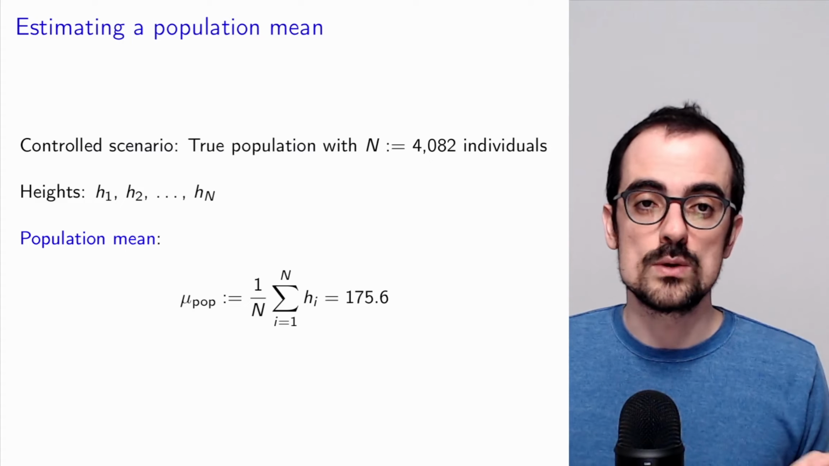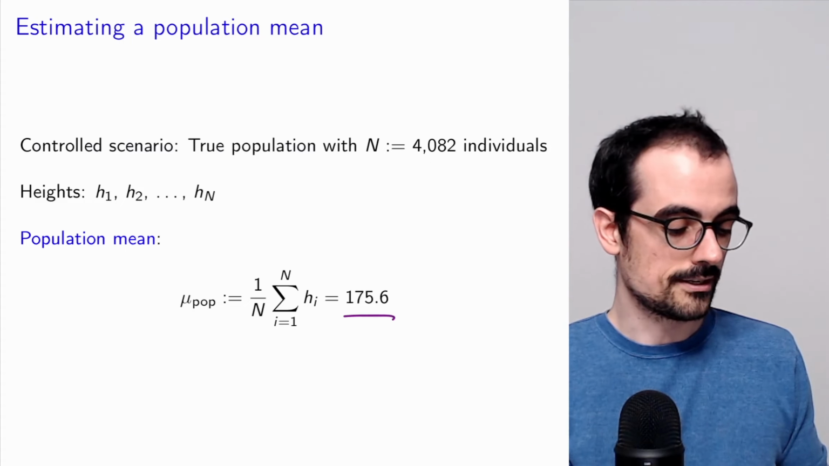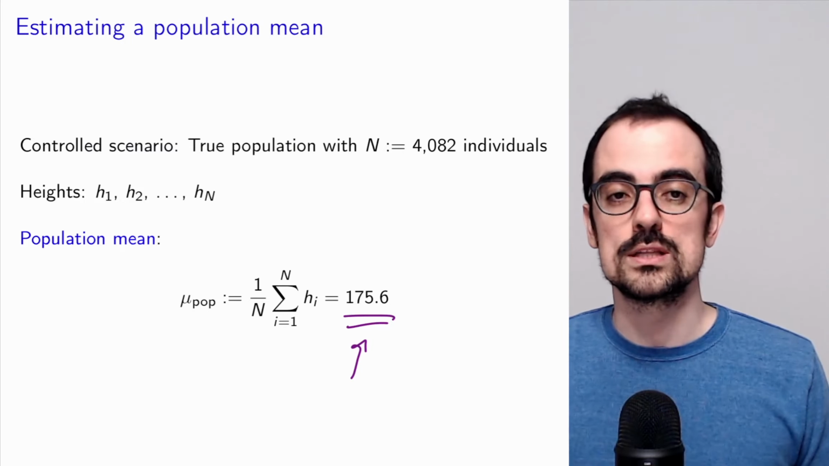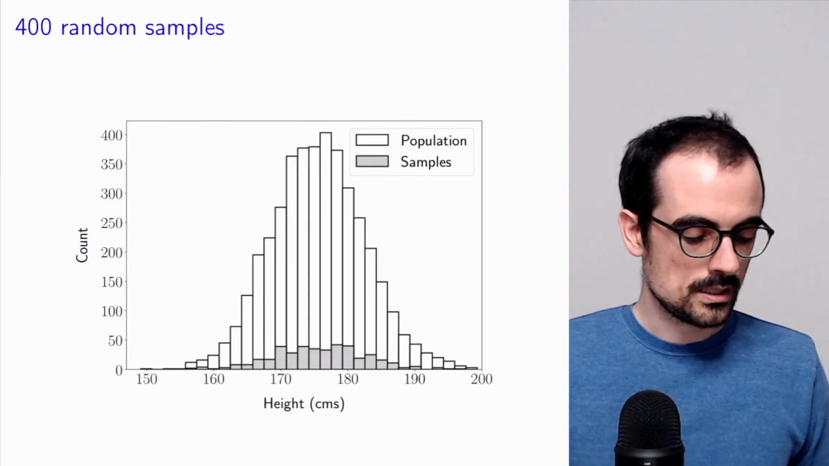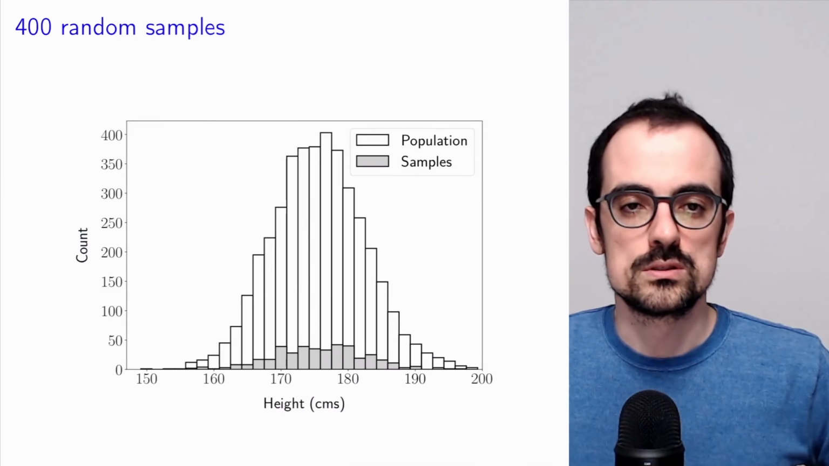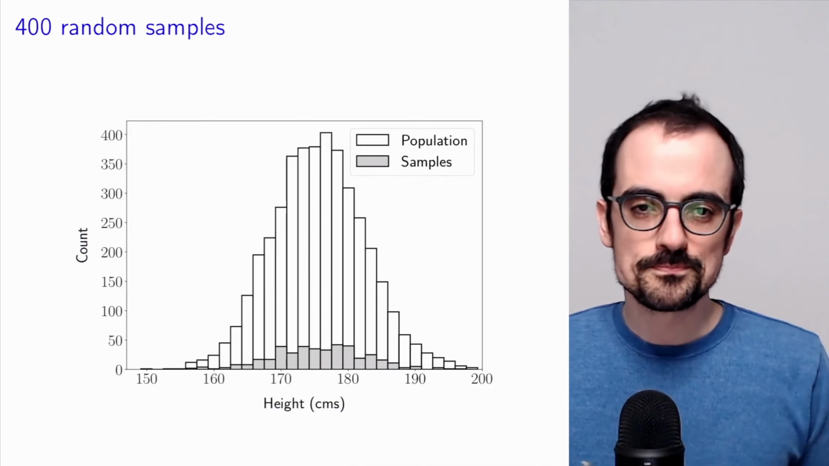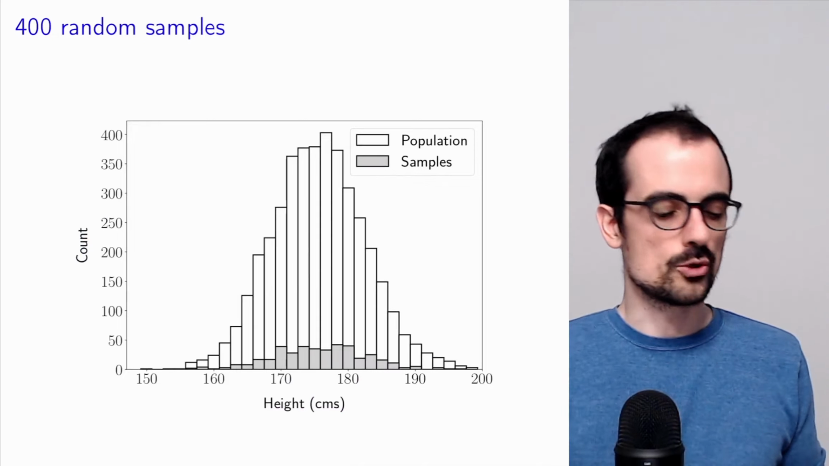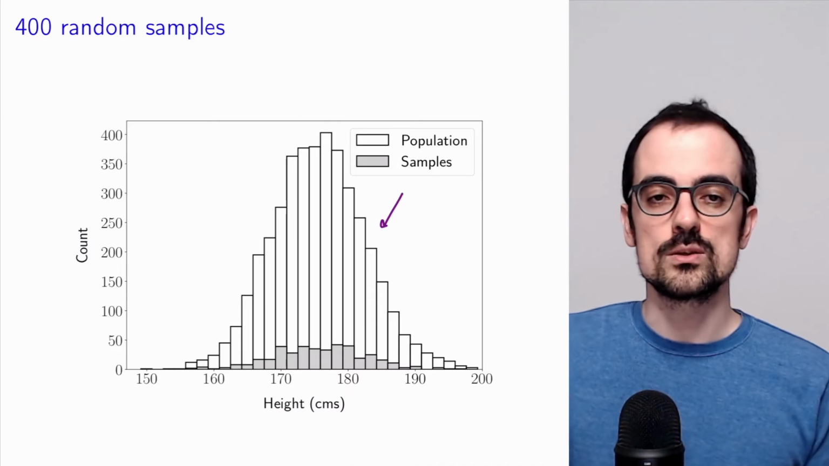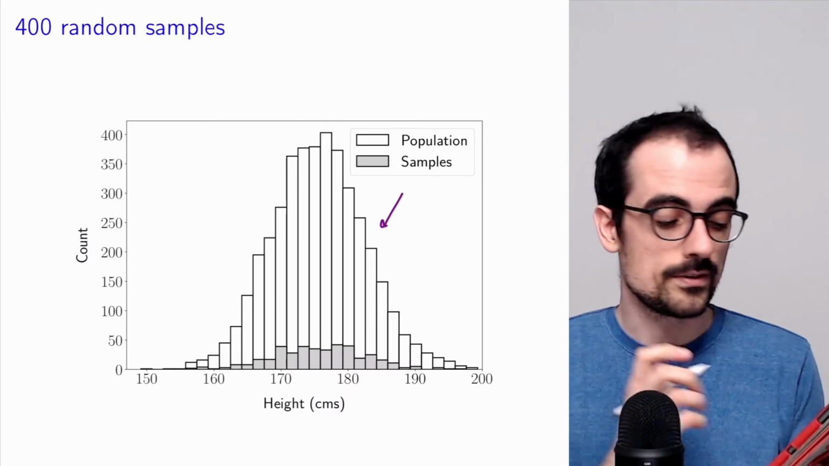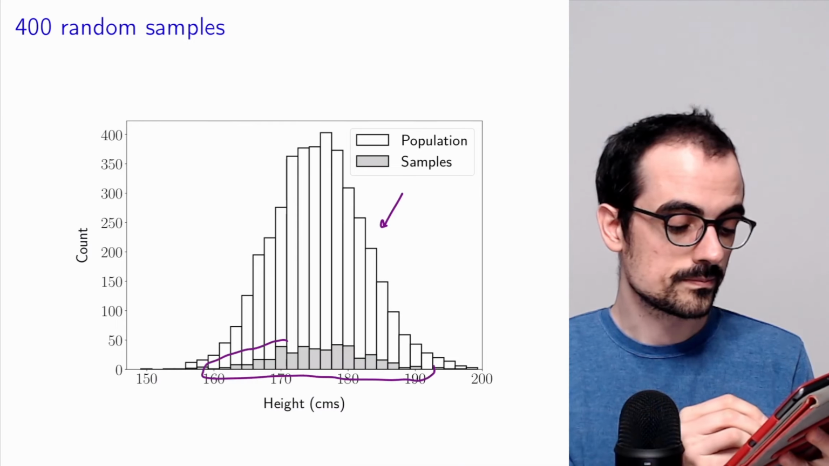Okay, I want to emphasize that this is an actual number. This is a constant. There is a fixed number that we want to estimate. Our goal is to approximate this number. In this scenario, I'm going to start by taking just 400 random people. And here what I'm showing you is the histogram of the whole population in white. And what we're doing is we're just taking a few samples. So what our data look like, they look like that.